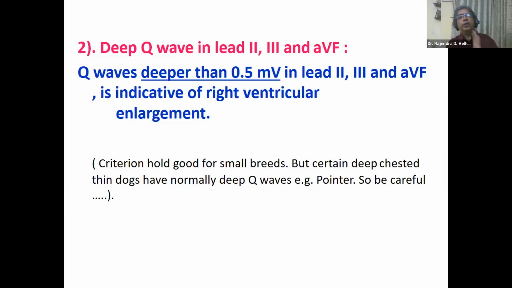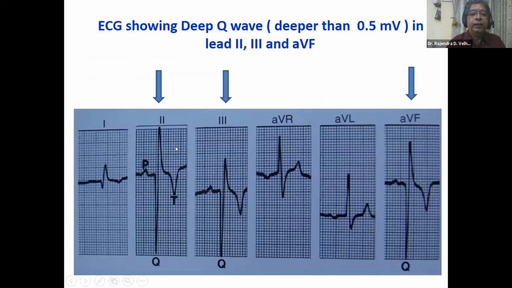So presence of deep Q waves deeper than 0.5 millivolt in lead 2, 3, and AVF is suggestive of right ventricular enlargement. In these three leads, lead 2, 3, and AVF, you can see the deep Q waves more than 0.5 millivolt. So it is suggestive of right ventricular enlargement.